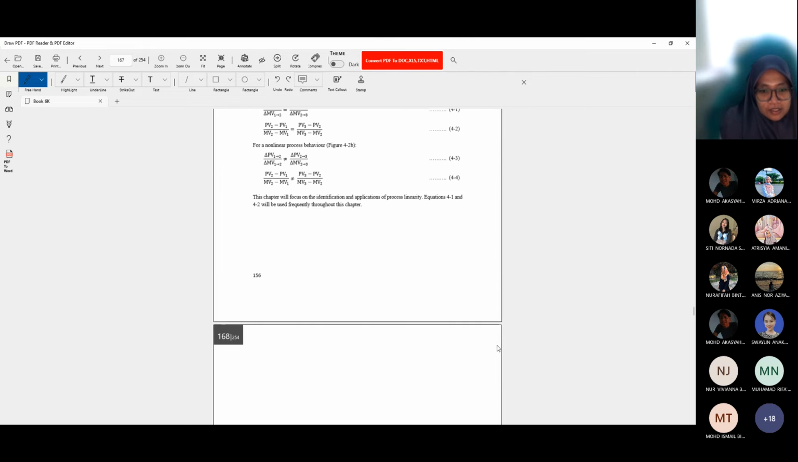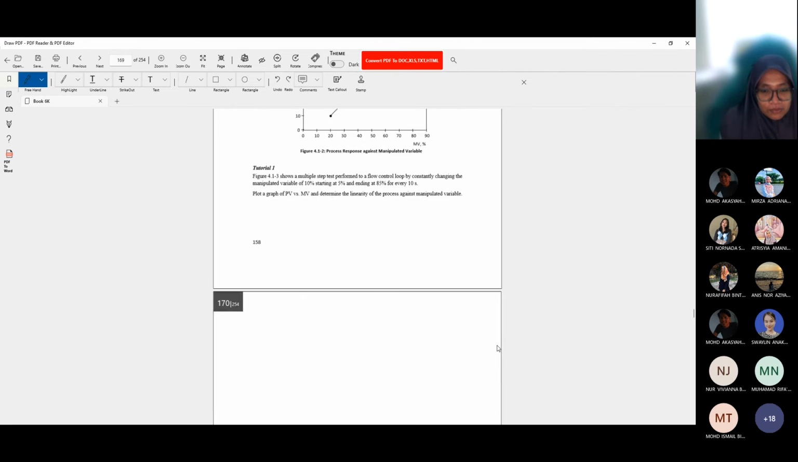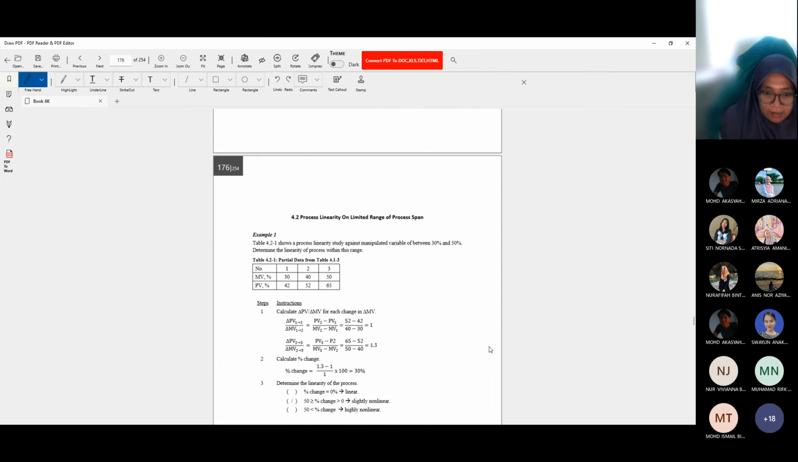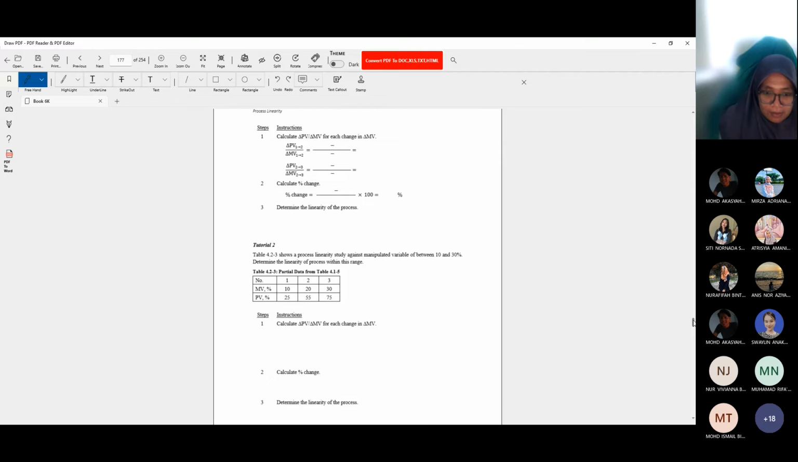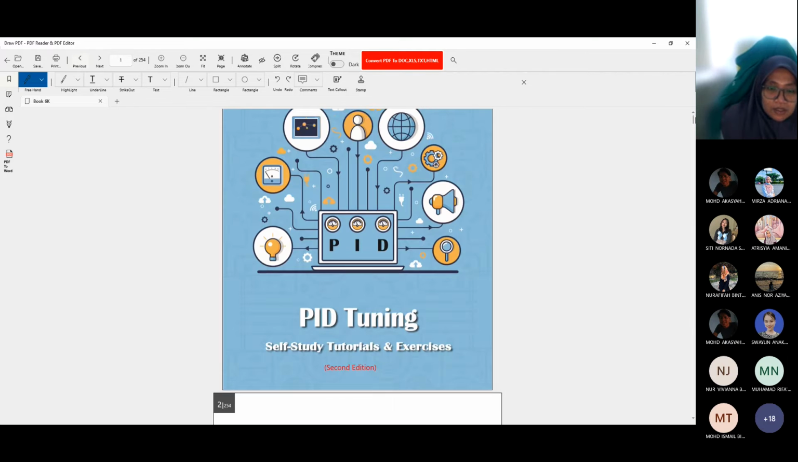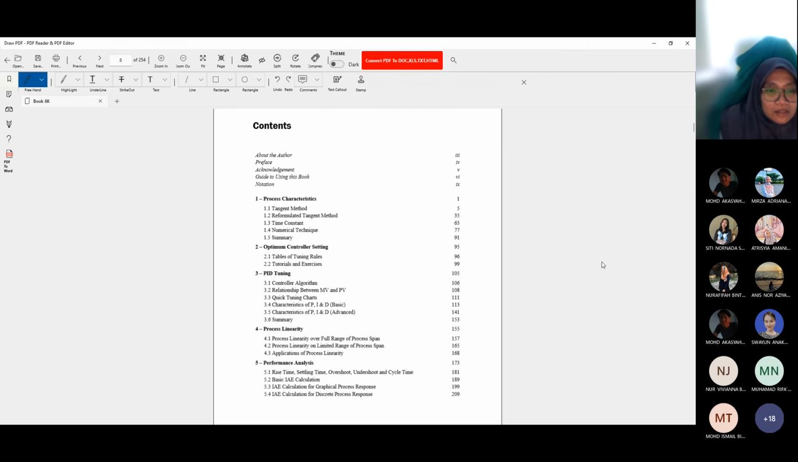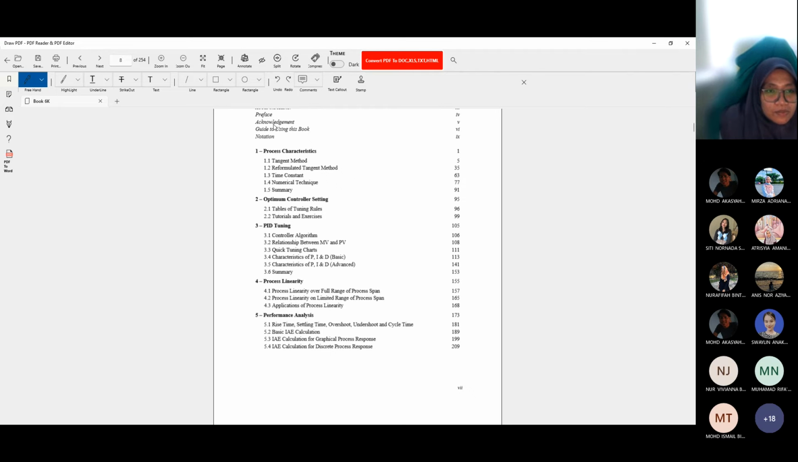Okay, so I think that's the end untuk buku ni. Linearity dulu pun kita dah belajar. Sekejap, I tengok balik dia punya content. So basically kita dah cover semua except performance analysis yang dekat bawah ni lah. Number 5 ni.